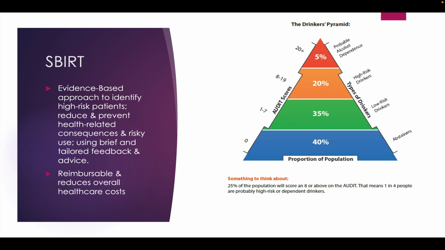If you take a look at this drinker's pyramid, what you will identify is that 40%, the majority of the population, is actually abstainers from drinking alcohol, and then 35% are low-risk drinkers. So on the AUDIT assessment tool or screening tool, what we'll see is they might score between 1 and 7. Those who are high-risk drinkers might score 8 to 19 on the AUDIT score. And those with a probable alcohol dependence would be scoring 20 or higher on the AUDIT score, which is about 5% of the population. So what we're seeing is that 1 in 4 are probably high-risk or dependent drinkers.